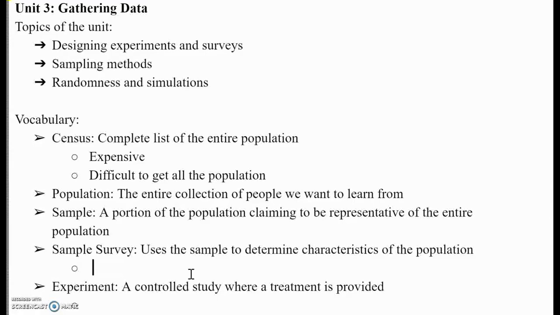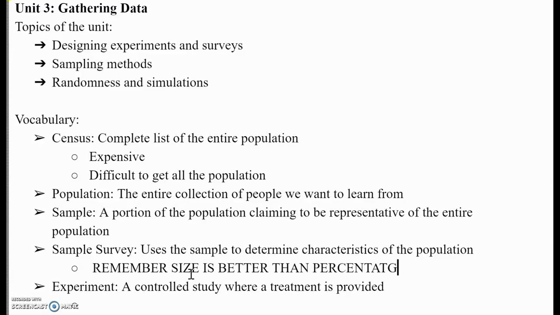Something that a lot of students forget is that size is always better than percentage. So I'll put that in bold. Remember, size is better than percentage. That means that if you had a population of 10 people and you picked out nine of them as your sample, even though that's 90%, it's far better to pick a population of 100 and pick 50 people. Size is always better than percentage because you can get a larger spread.